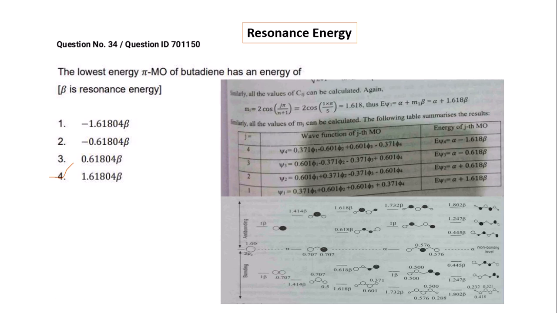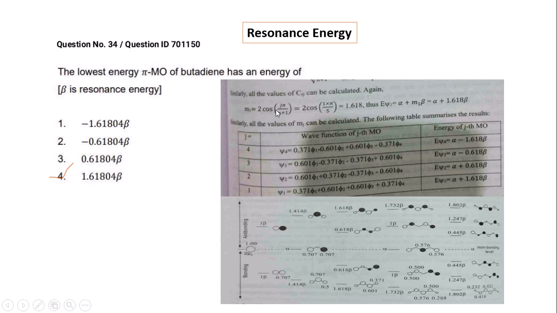And the lowest energy pi molecular orbital of butadiene has an energy in terms of beta, the resonance energy. If we see that this resonance energy is coming from the butadiene system, the energy can be calculated according to the equation E psi j equals alpha plus mj times beta, and this mj value can be calculated by 2 cos(j pi / (n plus 1)).